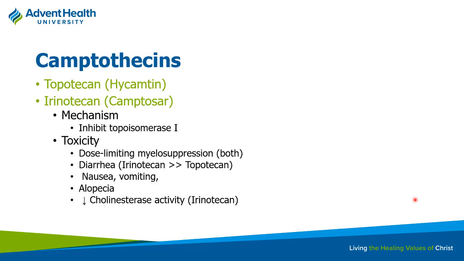Then we have our camptothecans, you have topotecan, and then irinotecan. And so these are working again on topoisomerase to inhibit that, increasing the strand breaks there. Now both of these are going to cause pretty significant myelosuppression, which again will be count dependent for those patients there. And actually what you're going to find is that, especially with irinotecan, to a lesser degree with topotecan, it actually is inhibiting cholinesterase activity.